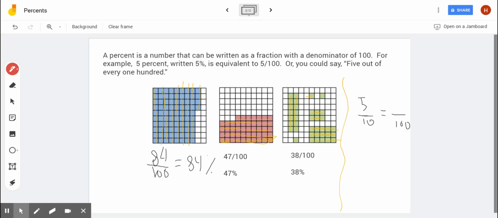We multiply it by another number to make it equivalent. So I know 10 times 10 is 100, so I need to multiply this numerator by 10 as well to keep it equivalent using the giant 1. Remember, you always have to write the numerator and denominator when you're finding equivalent fractions. So this would be 50 over 100. So 5 over 10 is 50 over 100, which equals 50%. So that's another way to find percent. If you don't have these images and you only have a fraction, you just turn the denominator into 100 and you can find the percent that way.